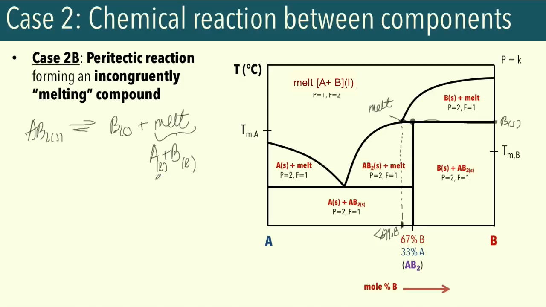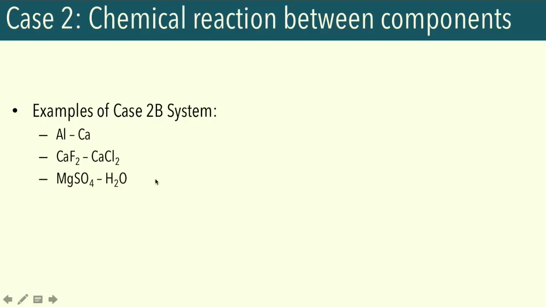So overall, keep in mind that these are just very simple examples of what we may encounter in our phase diagrams. Some examples of systems that follow our case 2b system include our aluminum and calcium system. We also have several ionic compound systems as well.